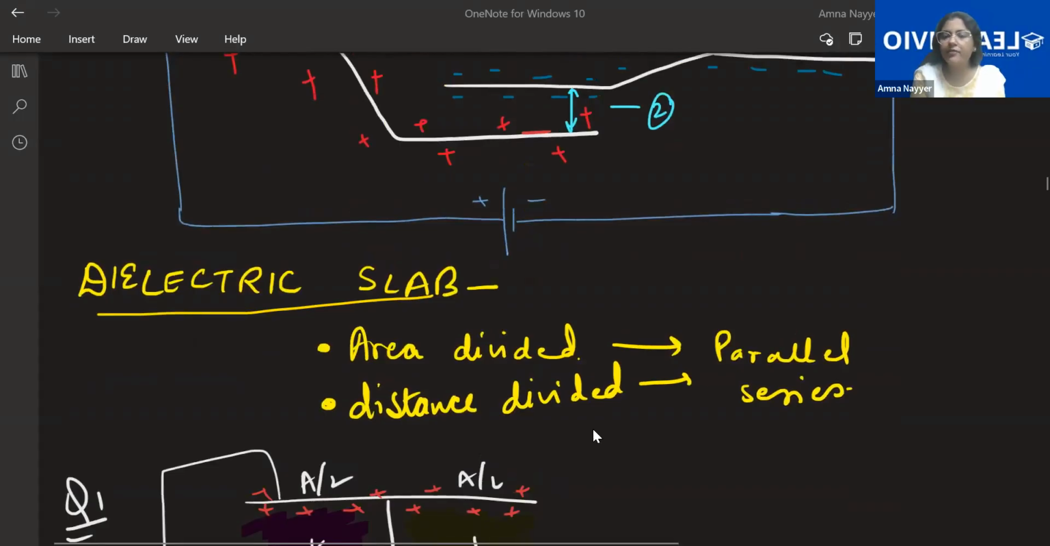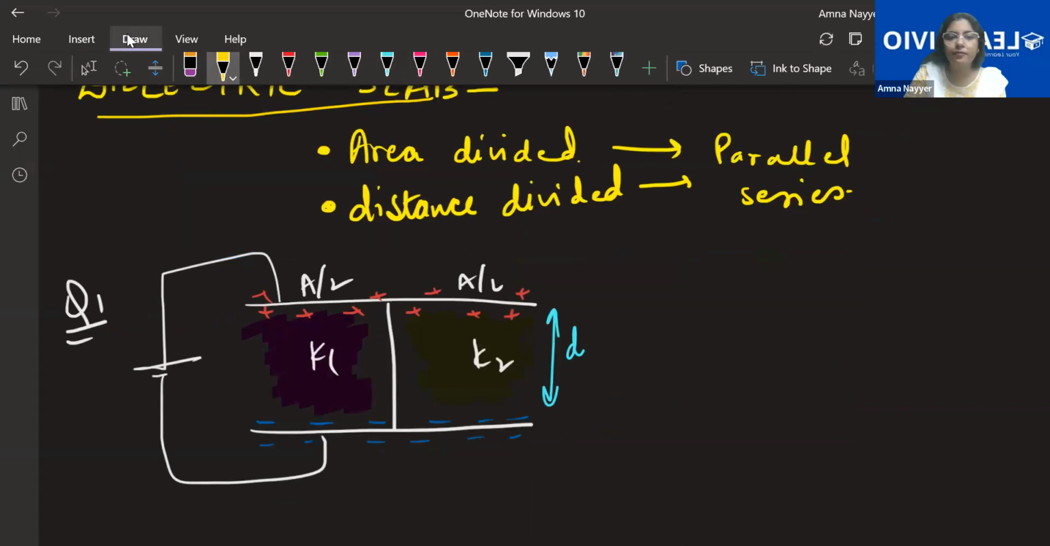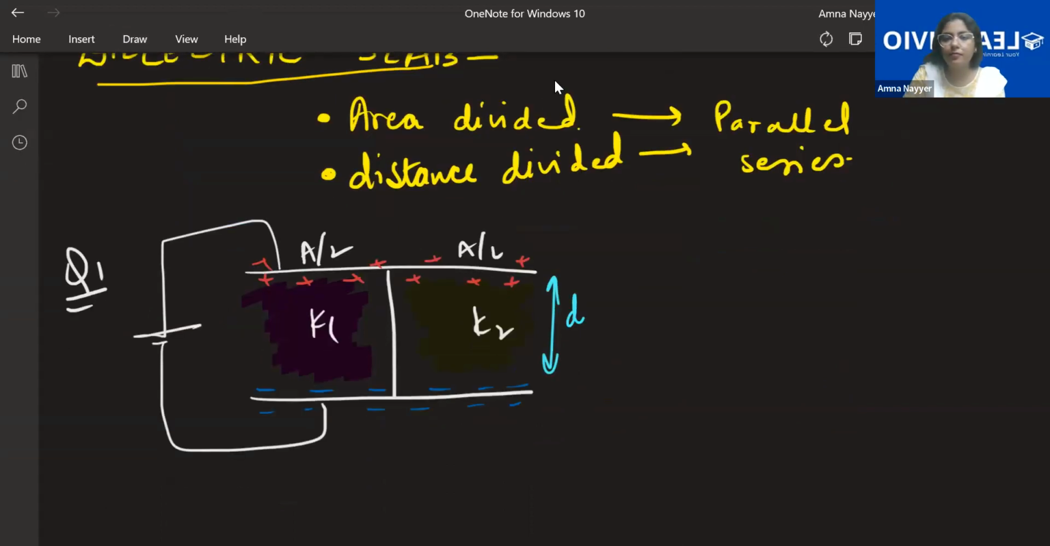Now class, how to identify whether it's in series or it's in parallel? If the area is getting divided, it's a parallel connection. If the distance is getting divided, it's a series connection. Look here, the distance between the plates is remaining the same, d, while the area has been divided. Will it be parallel or series connection here? Parallel connection, yes, right, because area is getting divided. So how will we solve the parallel connection?